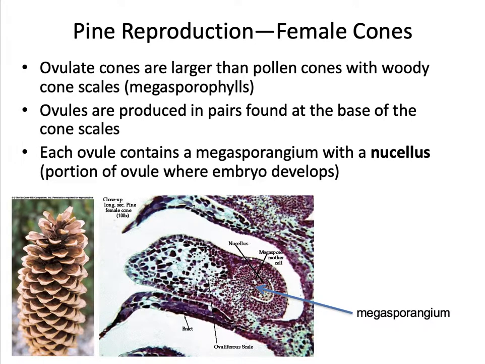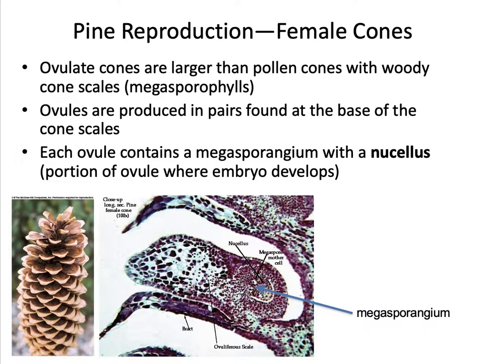Now, on the other hand, the female cones are the ovulate cones, and they are almost always much larger than the pollen cones. The ovulate cones also tend to have a woody appearance, and that's because the megasporophylls do develop woody tissue. Now, on these female cones, the ovules are produced in pairs found at the base of the cone scale.